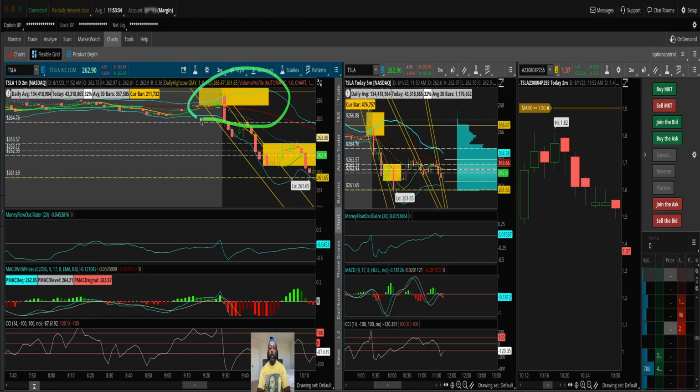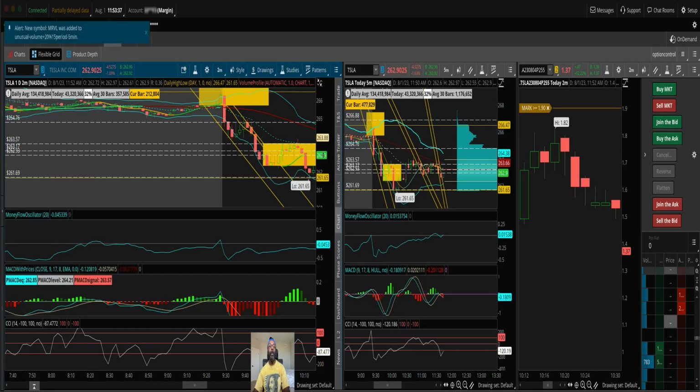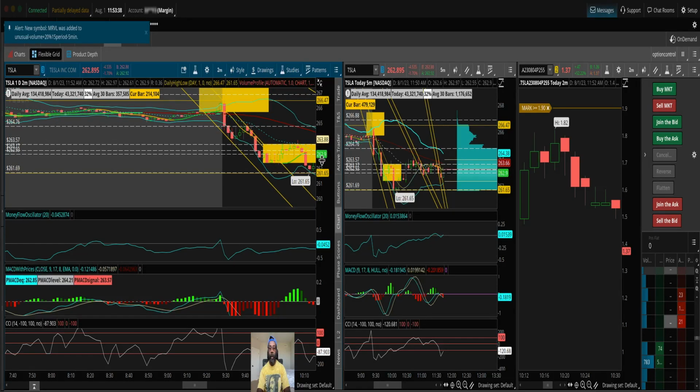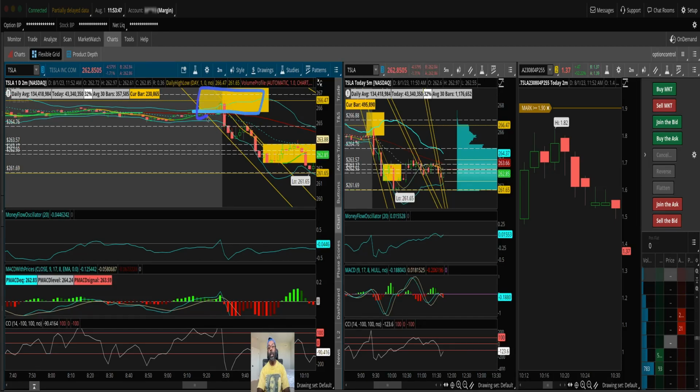So you see the box up there. Let me try and shrink this down. The box is there. So Tesla opens up inside of the box. We don't take it because that's the death zone. That's the no trade zone for me. I don't take it, I wait.